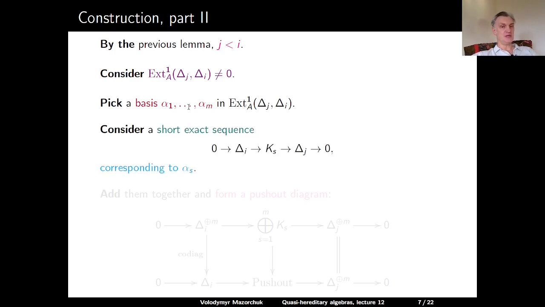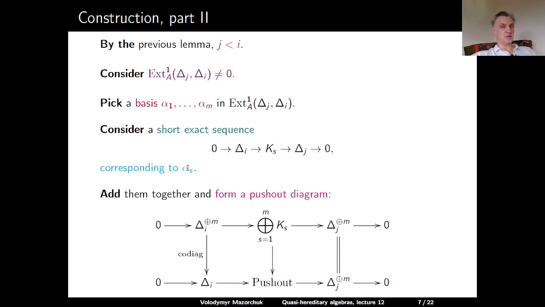For each element in this basis, we can consider a corresponding short exact sequence which realizes the extension of delta j by delta I with the middle term ks, and which corresponds to our basis element alpha s. Now we take the direct sum of all these short exact sequences and we get a short exact sequence which is a direct sum of them, and we form the following push-out diagram.